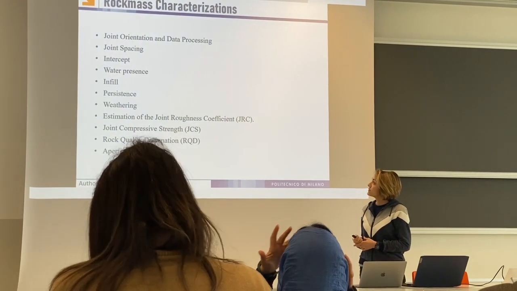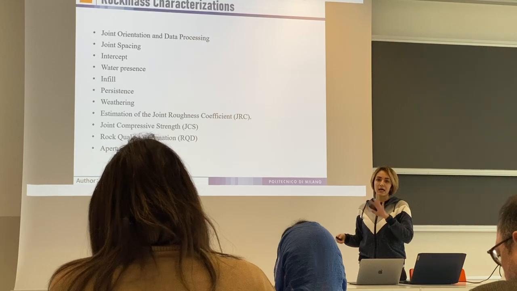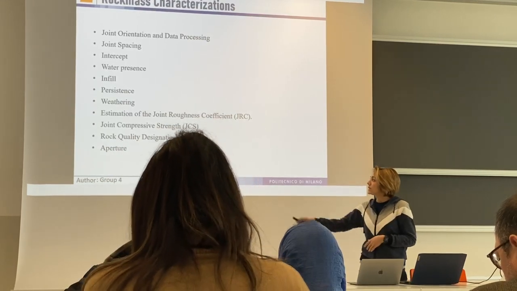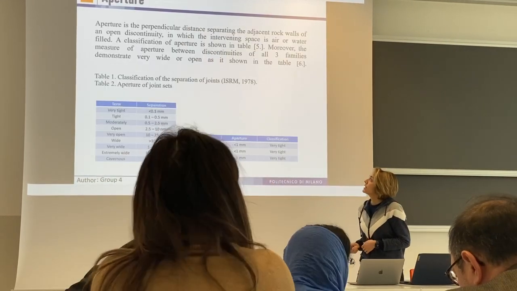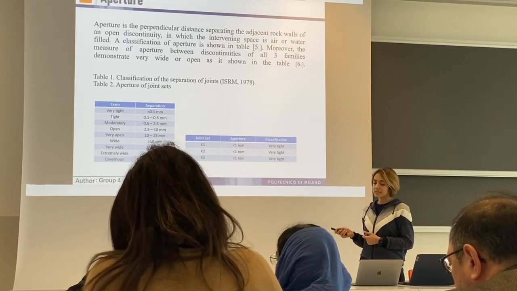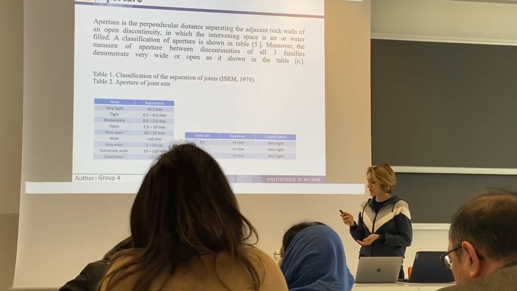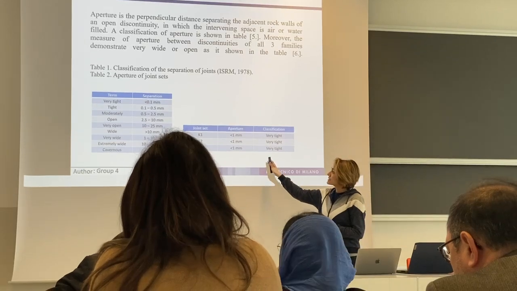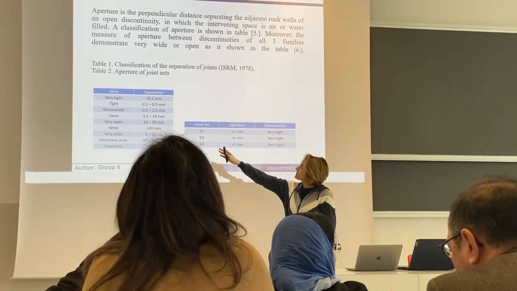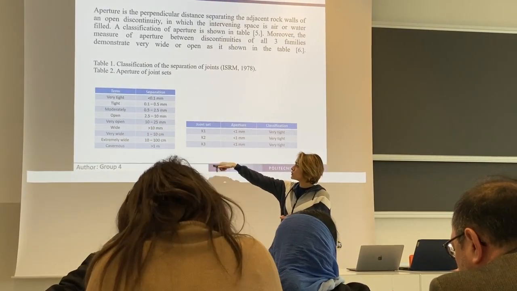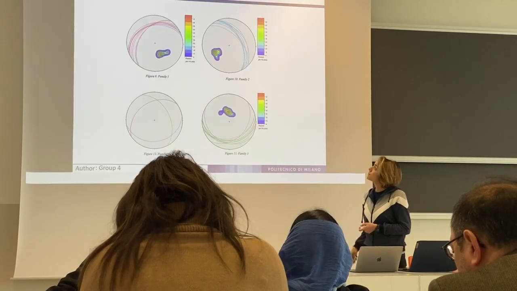Roughness characterization gives us this parameter that we analyzed and measured before. The last but not least is aperture. Aperture is the perpendicular distance between rock walls of a discontinuity. This is our measurement, and based on this classification, the separation of joints is very tight.